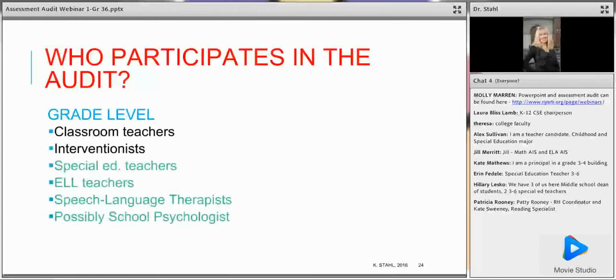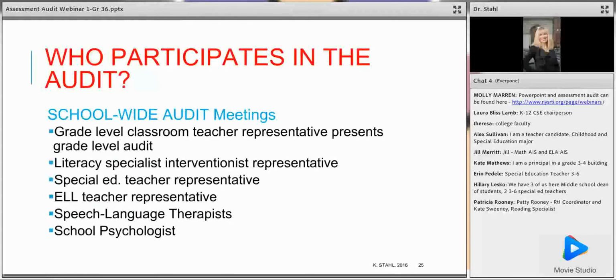But the individual filling out the form individually, each teacher does that individually, that's step one. And they bring their individual form of everything they did to their grade level meeting. And these are the people who attend that grade level meeting and discuss the grade level assessments. And then the next step is that a grade level classroom teacher representative would present his or her grade level audit at the school-wide audit meeting.